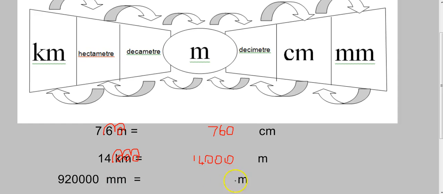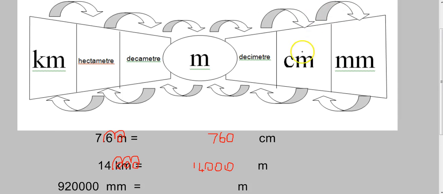920,000 millimeters, and we're going to meters. So on the bow tie, millimeters to meters requires 1, 2, 3 jumps to the left of the decimal point. The decimal point once again is hiding there on the end. We're going to jump 1, 2, 3 jumps to the left, which gives us 920 meters.